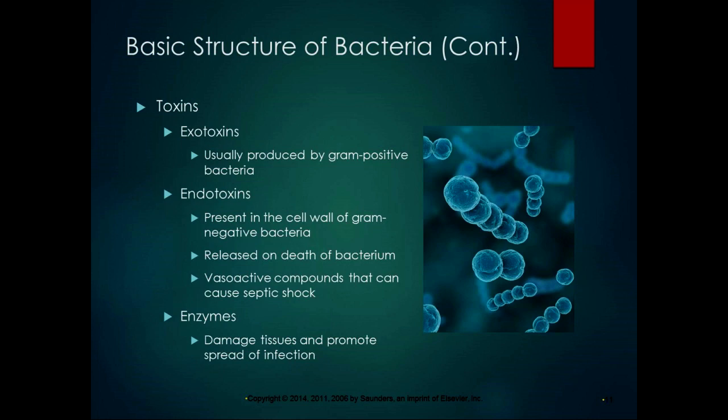So, gram-positive bacteria produce exotoxins, which are toxins that they release into the environment. Endotoxins are present in the cell wall of gram-negative bacteria, and they're released on the death of the bacterium. Those are the things that can cause septic shock, and it increases our capillary permeability, and it can cause infection to spread. Bacteria also have enzymes that can damage tissues and promote the spread of infection. So when they're the pathogens, they have some bad little tools that can mess us up.